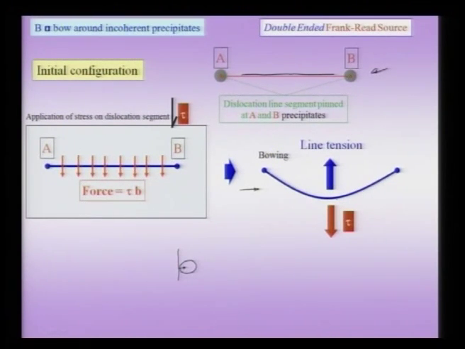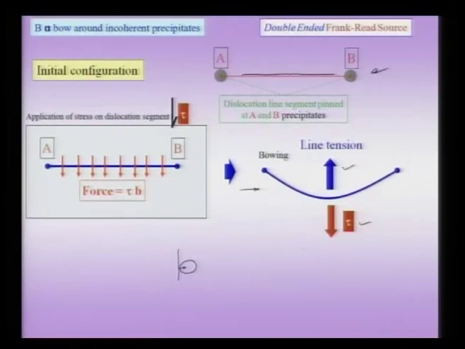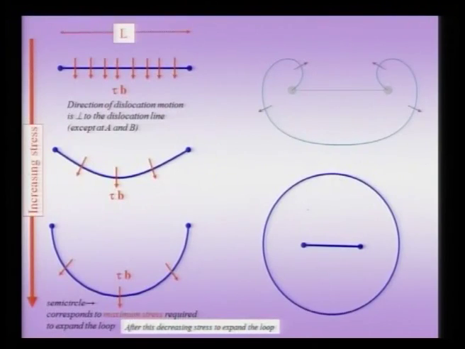Now, applying this external stress, suppose the external stress has a value tau, it will try to balance the line tension, the origin of the line tension being the increase in energy associated with the dislocation line, which goes as Gb square per unit length of the dislocation. Now, suppose I keep increasing the stress. Then the dislocation line would bow more and more; the segment which is unpinned, the segment which is free to move, would lead to larger bowing with increasing stress.